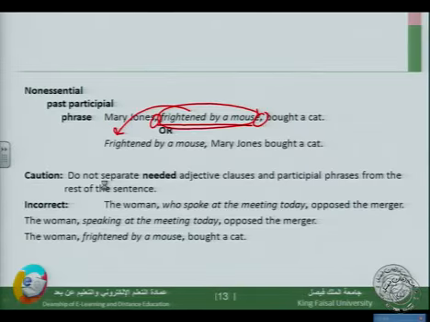Do not separate needed adjective clauses and participle phrases from the rest of the sentence. For example, the woman who spoke at the meeting today opposed the merger. The woman speaking at the meeting today opposed the merger. The woman frightened by a mouse bought a cat.